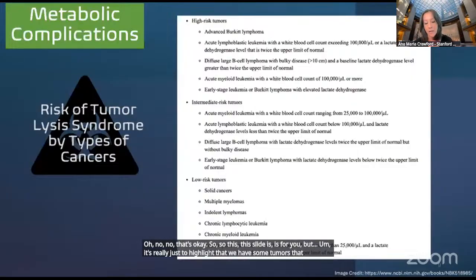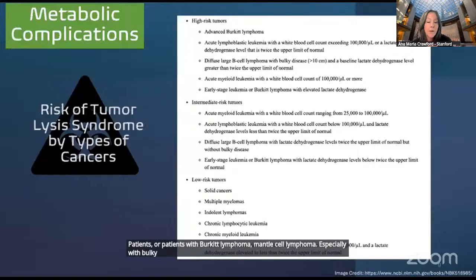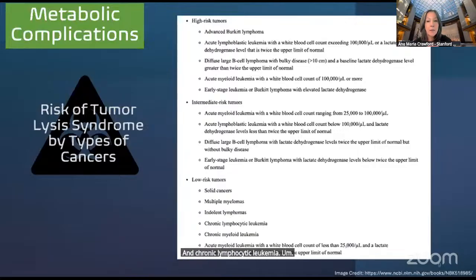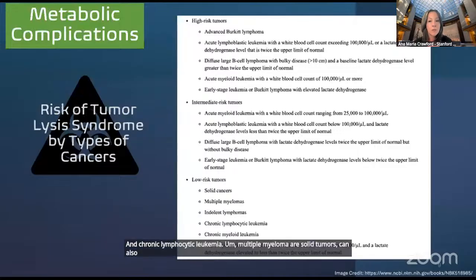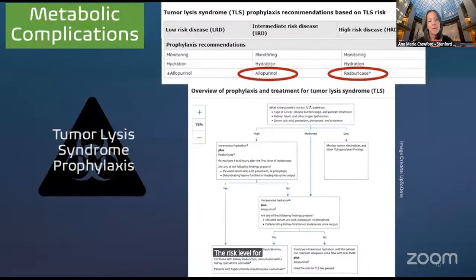So this slide is for you, but it's really just to highlight that we have some tumors that are very highly associated with tumor lysis syndrome, some tumors that are intermediate risk, and some that are low risk. So the high risk patients are patients with Burkitt lymphoma, mantle cell lymphoma, especially with bulky disease, leukemias, specifically T cell acute lymphoblastic leukemia and chronic lymphocytic leukemia. Multiple myeloma or solid tumors can also cause tumor lysis syndrome, although less commonly. So it's really good to know what type of cancer you have. That way you can determine the risk level for each patient.